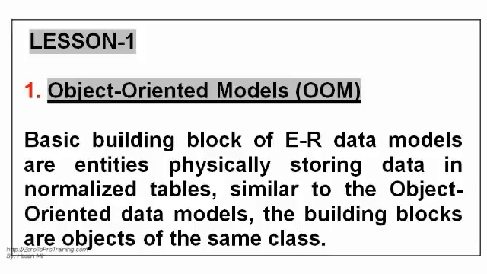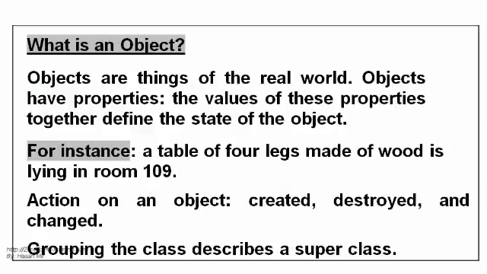OOM. Basic building blocks of E and R data models are entities physically storing data in normalized tables. Next, similar to OOM data models are the objects of the same class. Next, what is an object? Objects are things of the real world. Objects have properties. The values of these properties together define the state of the object.